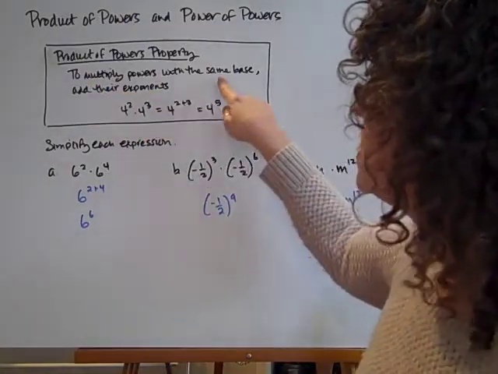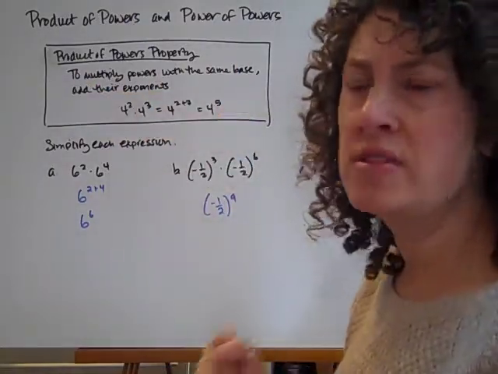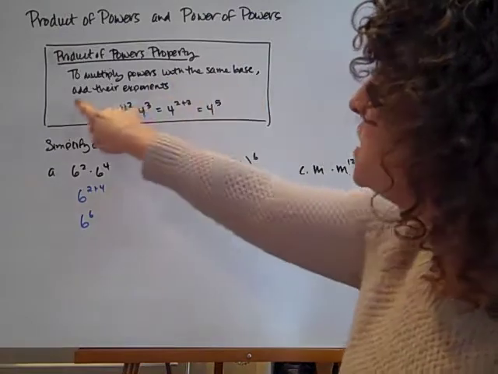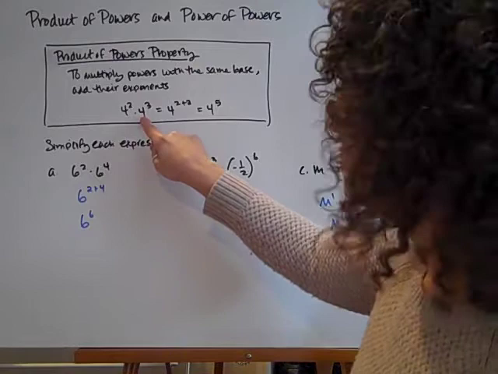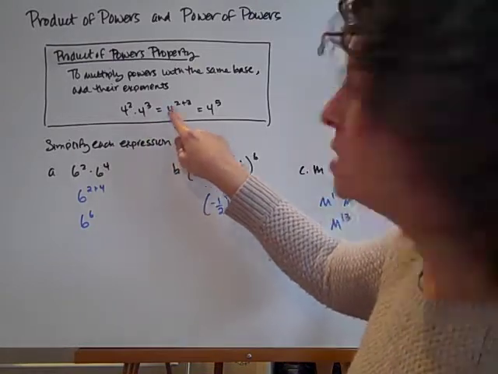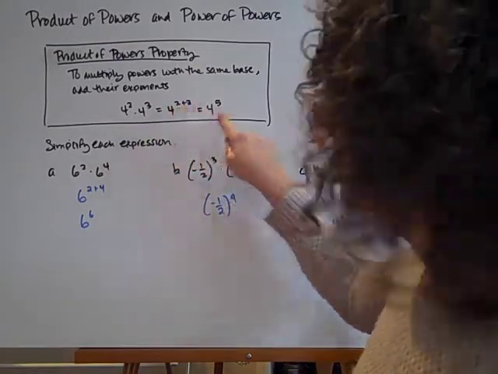To multiply powers with the same base, that's super important. They have to have the same base. To multiply powers with the same base, add their exponents. So 4 to the second times 4 to the third. That's basically 4, and we're going to add the 2 and the 3 together to get 4 to the fifth.